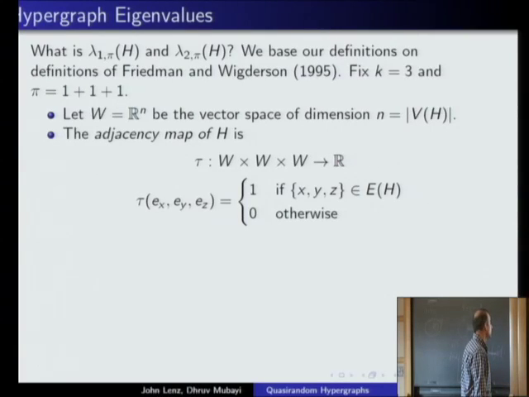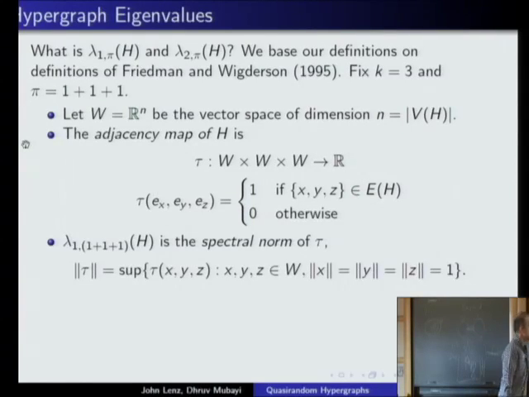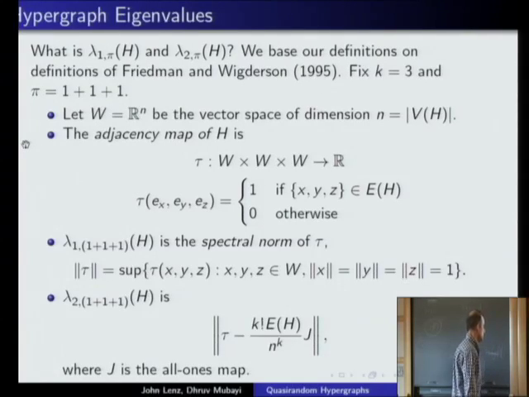This is just like how you build an adjacency matrix of a graph. Exactly. Then you extend it to the whole space by linearity. And this is the spectral norm, or maybe Avi called it spectral norm, the supremum of this map over the unit ball. That's the largest eigenvalue with respect to 1 plus 1 plus 1.